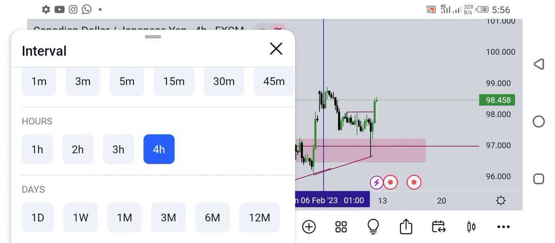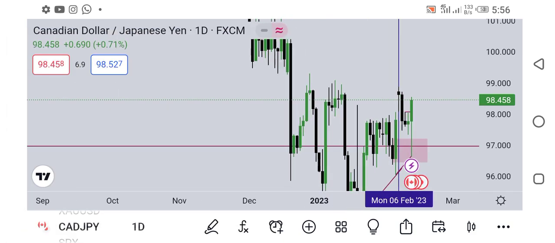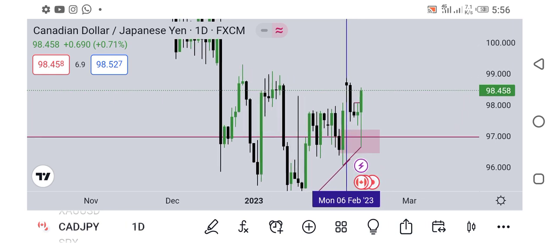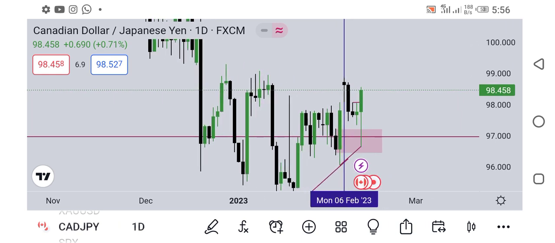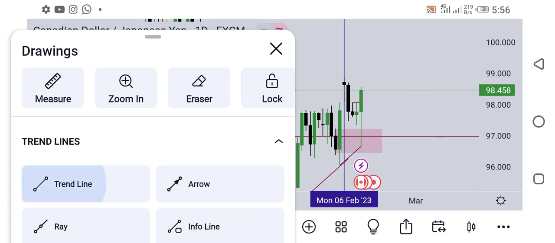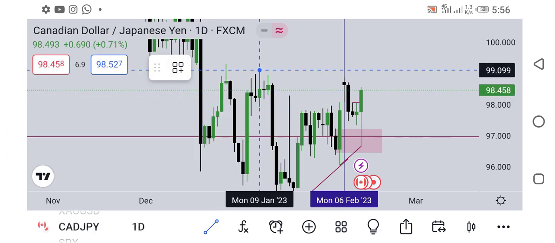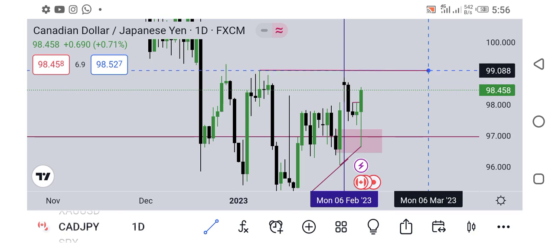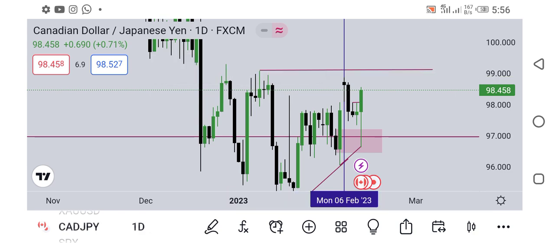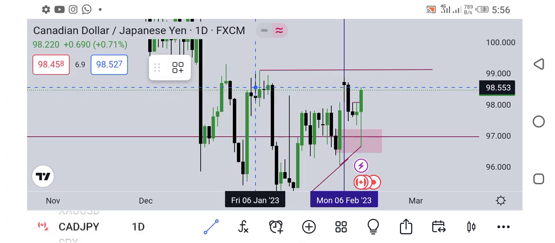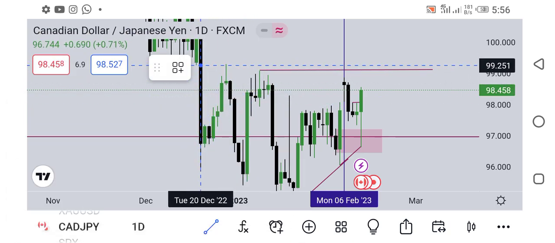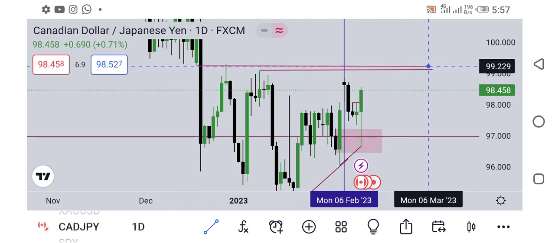Let me go back to the daily time frame so that it won't look too tiny. So one of the places I will expect the market to reach for is this high. The high there. Then I would expect the market to come for these two. Okay, I would expect the market to come for this one, to come for this area.